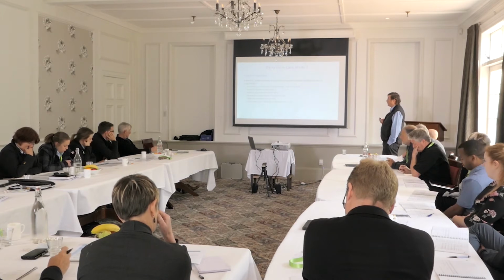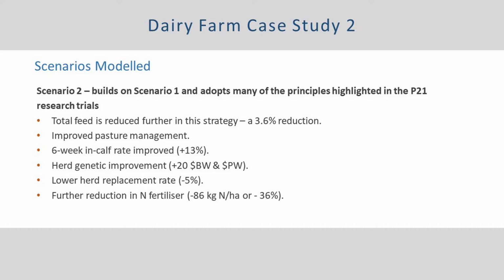Scenario two built on that and brought in further alterations. Dropped supplementary feed a bit further. Improved pasture management, a euphemism for the farmer stepping up his grazing management, which is a bit tricky to measure directly. Did a bit of improvement around how the herd was managed, but also reduced the nitrogen fertiliser reasonably significantly in terms of a Canterbury situation.